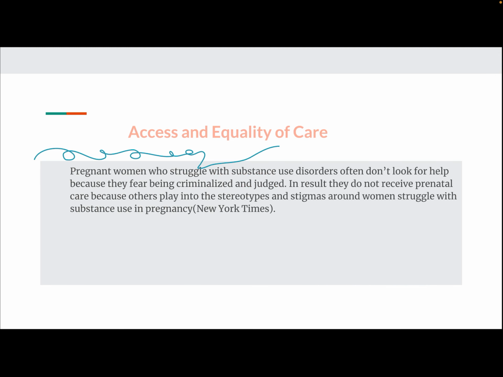So, for access and equality of care. Pregnant women who struggle with substance abuse disorders don't often look for help because, as I previously said, they fear being criminalized and judged. As a result, they're not going to go looking for prenatal care because of how others will play into the stereotypes and stigmas around them.